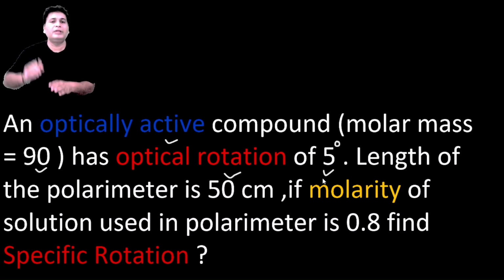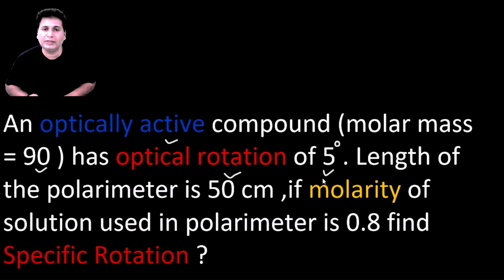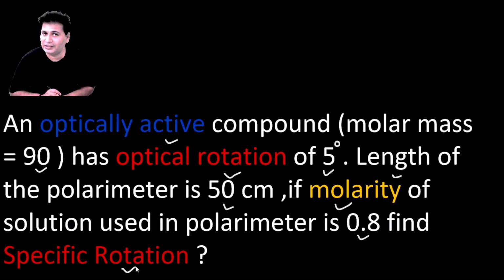You have put that solution inside a polarimeter, and once plane polarized light is made to pass through this solution, it turns the plane polarized light in clockwise direction by 5 degrees. The length of the polarimeter you used is 50 centimeters. The molarity of the solution which you have poured in the polarimeter is 0.8. We have to tell what the specific rotation is. So using all these data, we have to find the specific rotation.